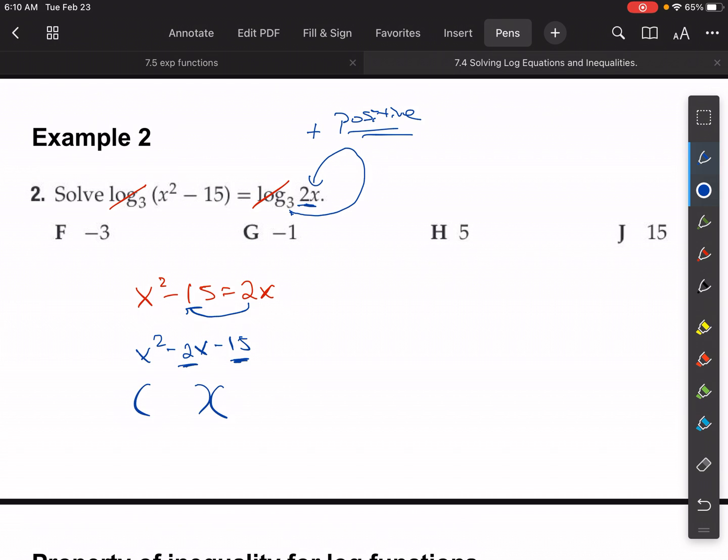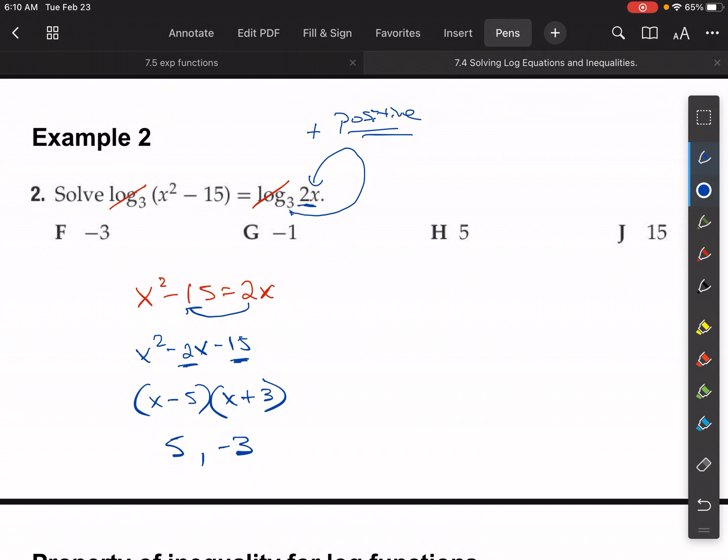And the two things that work there would be, let's see here, if we did negative 5 and positive 3, that should give me that negative 2, right? So negative 5, positive 3, so we have x minus 5, x plus 3. And what makes these go to 0 would be my solutions, right? So 5 and negative 3.